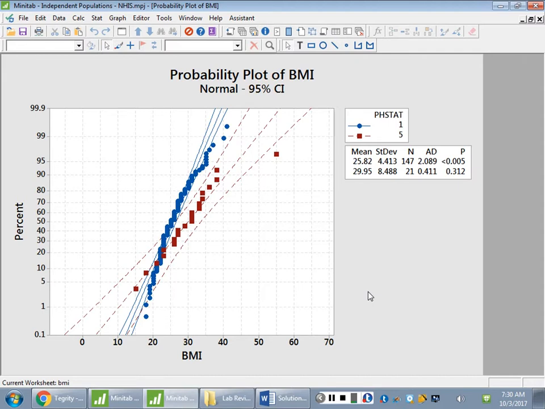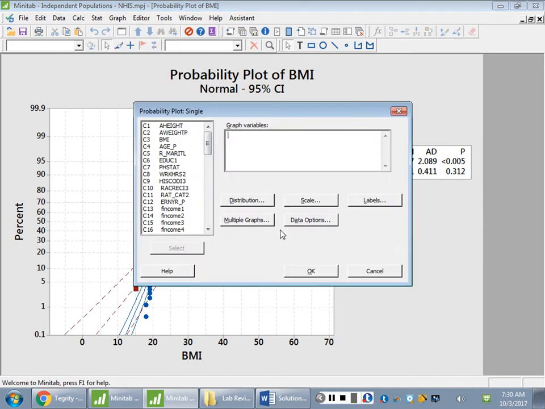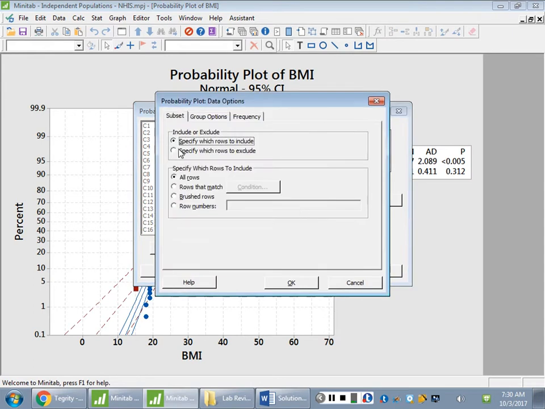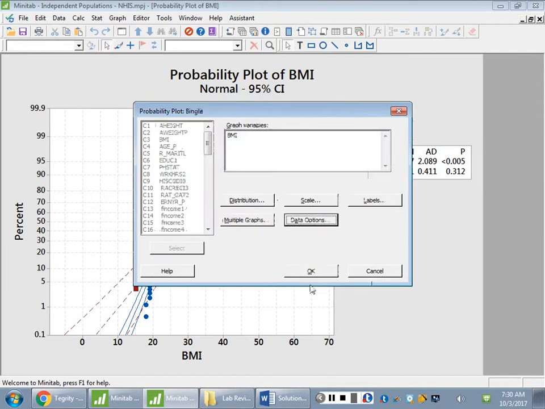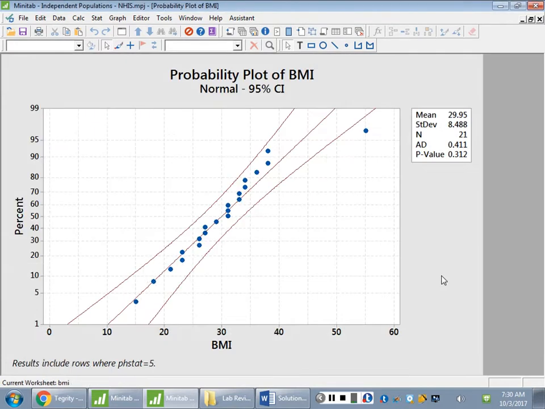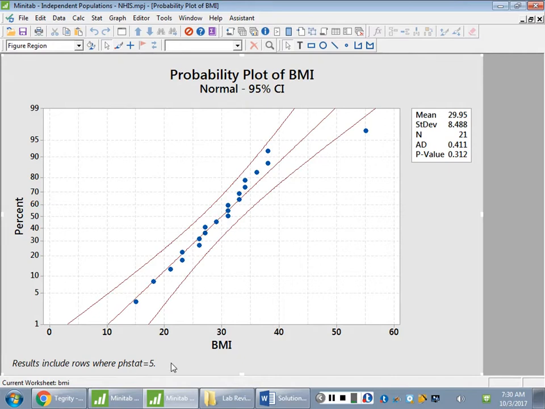Suppose you want to clean this up and you really only want to show pH stat equal 5. You can do that. You can go to Graph, Probability Plot. Let's do a single one this time. We're going to pick BMI. But now we're going to go to Data Options and say the only ones I want to include are rows where pH stat equal 5. And you see that we get the same p-value, and now you only have one graph. You got the note on the bottom that says results include rows where pH stat equal 5.